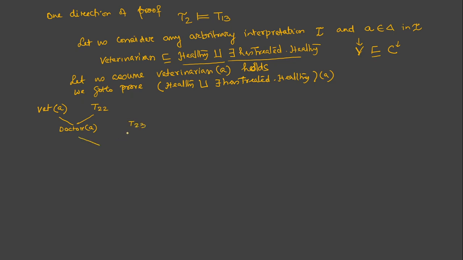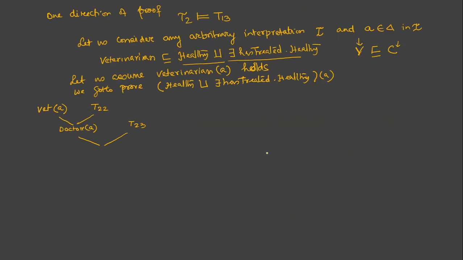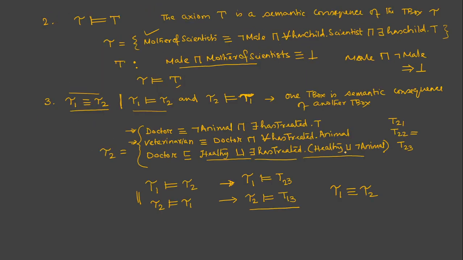Now if we make use of this too, we can make A a member of the right hand side of this T23. And what is the right hand side? Healthy disjunction has treated, healthy, union, not animal. So we will derive healthy, union, has treated, healthy, disjunction, not animal. So this is the right hand side of T23, right?